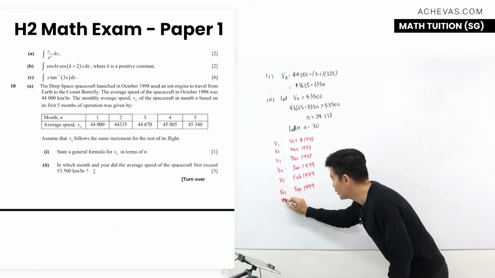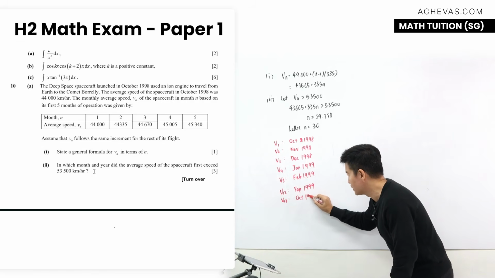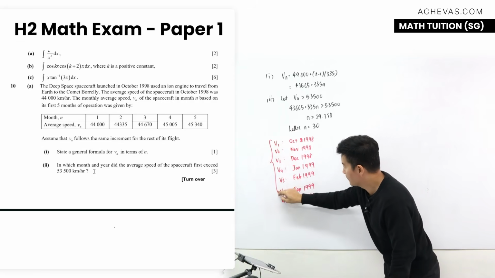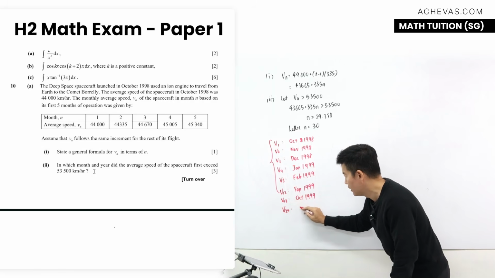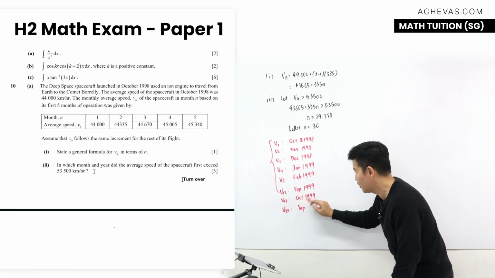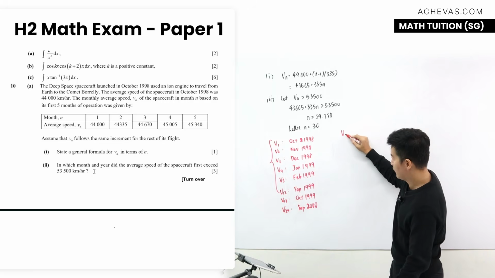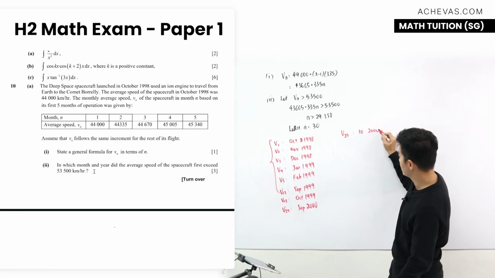So then after that, it will be V13. V13 will start everything all over again, which is 1999. And if I was to start everything all over again, it will be another 12. So I'll go all the way until V24. V24 should be September, 1 year later, 2000. So if V24 is this, V25 is going to be equal to October 2000.